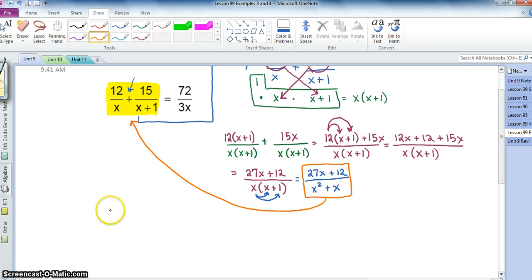My new problem says 27 over x plus 12 over x squared plus x should now equal 72 over 3x. The only thing I did is add those together. And when I added them together, this is what I got. Meaning, this is no longer two fractions being added, it is my solution. And I'm setting both of these values equal to each other now.